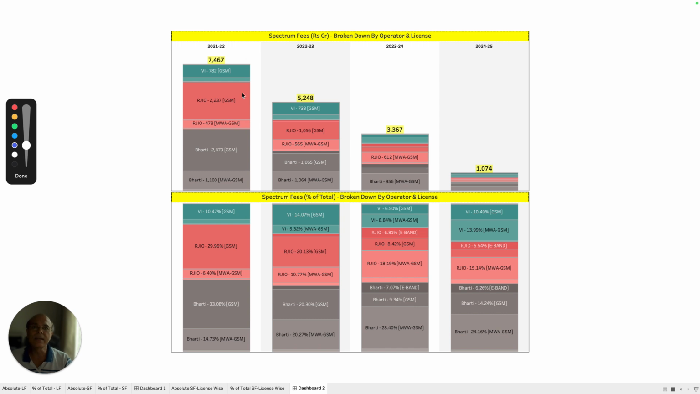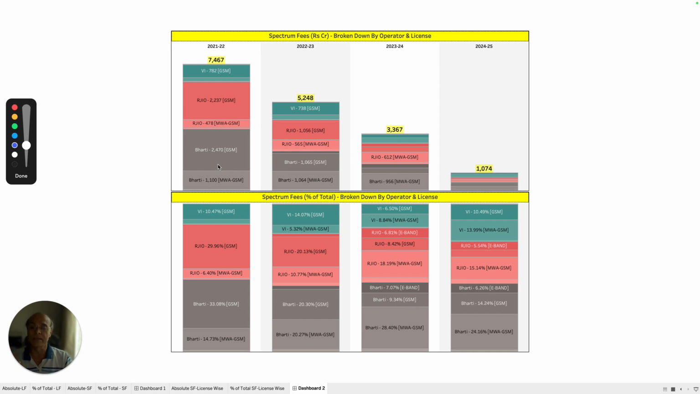Now if you look at the color, Reliance Jio is red, and it is in slightly different shades of red because I had to create some kind of distinction between GSM and microwave access. Bharti is grey, and it's a shade of grey to bifurcate between different types of license. And Vodafone is a bluish green, right? Now let's look at what story it is telling.